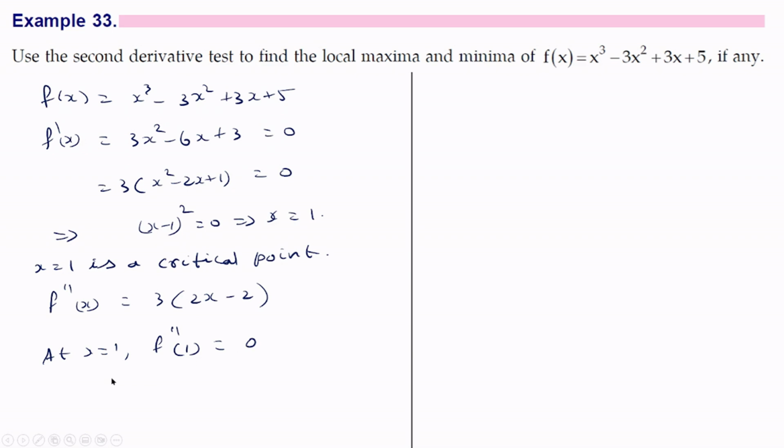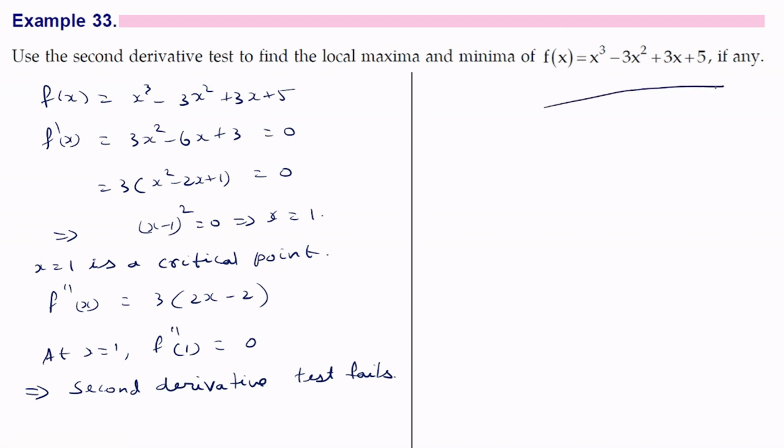Since only when f double dash of x is less than 0 or more than 0, we can find the points of local maxima or local minima. Here we are getting it as equal to 0. So the second derivative test fails. So we have to use the first derivative test to find the point of local maxima and local minima.